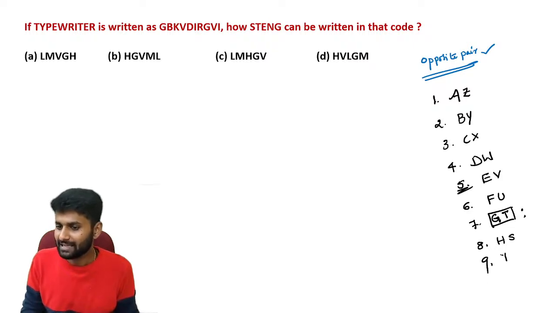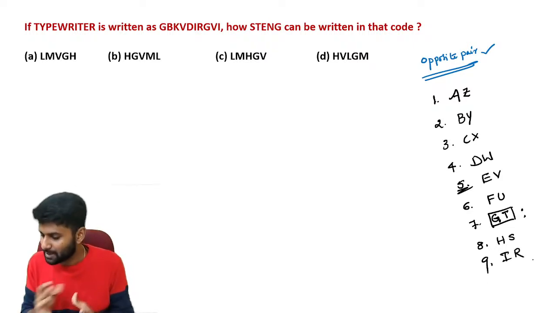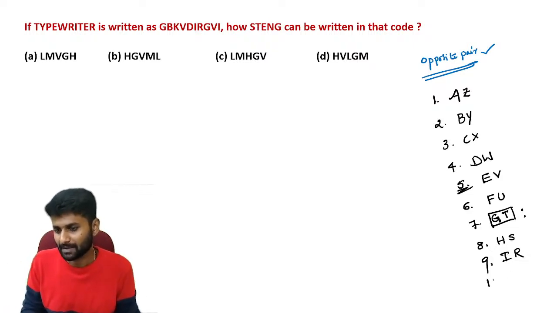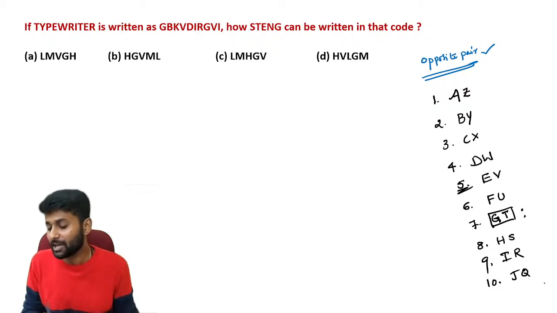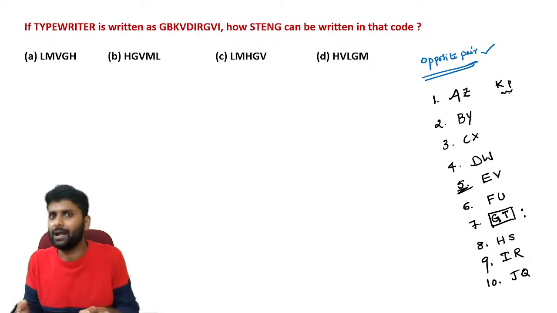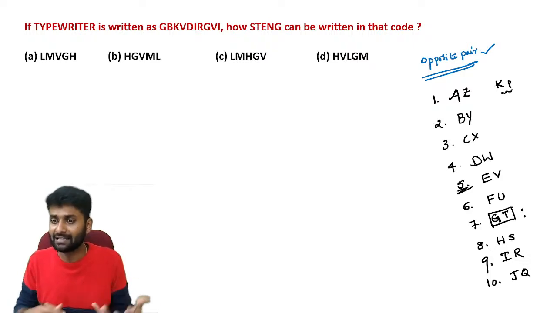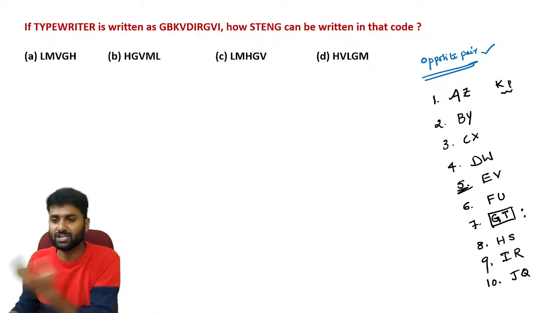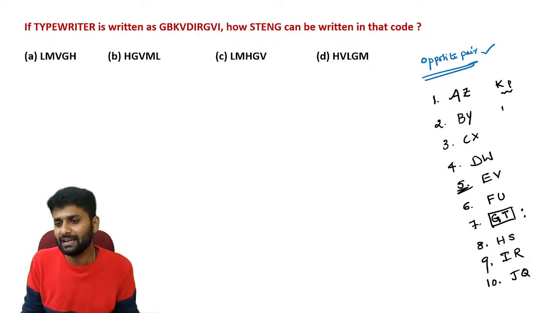Ninth one, Indira Gandhi. You know the famous pair of politicians, Indira Gandhi and Rajiv Gandhi. IR is the opposite pair. Tenth one, while playing cards, Jack and Queen. JQ is the opposite pair. Let's go through that. You know this person, K.A. Pal. Just remember it this way, K.A. Pal. Otherwise, Kings 11 Punjab, one of the IPL teams, right? Kings 11 Punjab or K.A. Pal. Finally, let's take a man, MN. MN is the opposite pair.